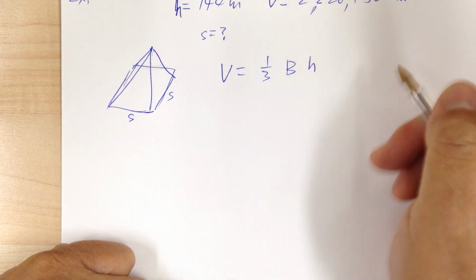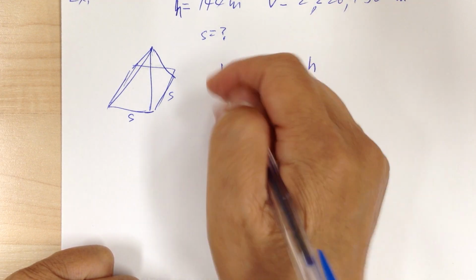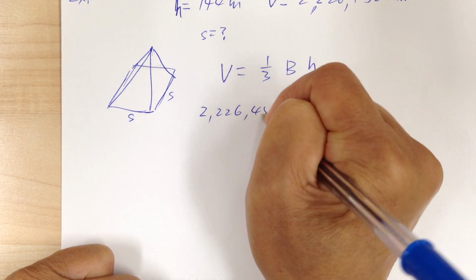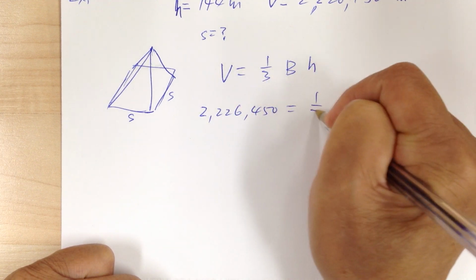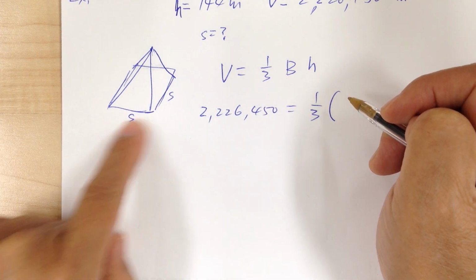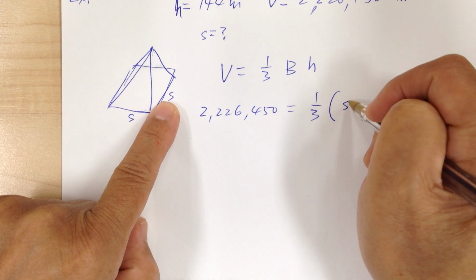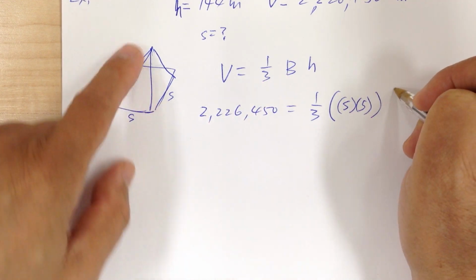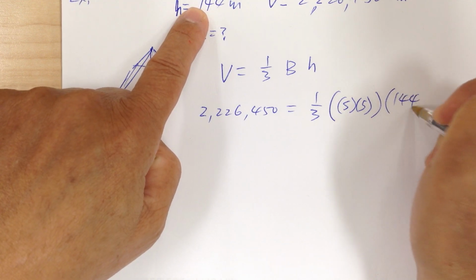Then after you substitute everything in here, volume is given, so it'd be 2,226,450 equal to 1/3. Now this is the base area. Now it is a square, right? So it'd be S times S, that's the base area, times the height, which is given as 144.